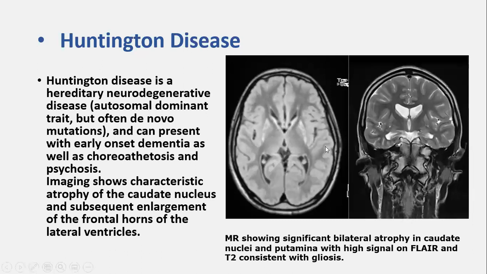Here we have a case of Huntington disease. We have T2 and FLAIR. There is significant bilateral atrophy in the caudate nuclei and putamen with high signal on FLAIR and T2, consistent with gliosis, as we see here.